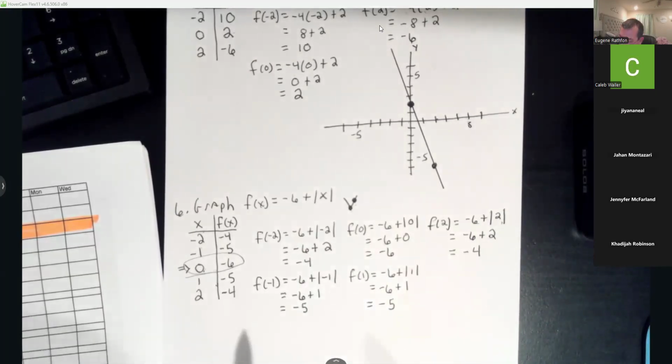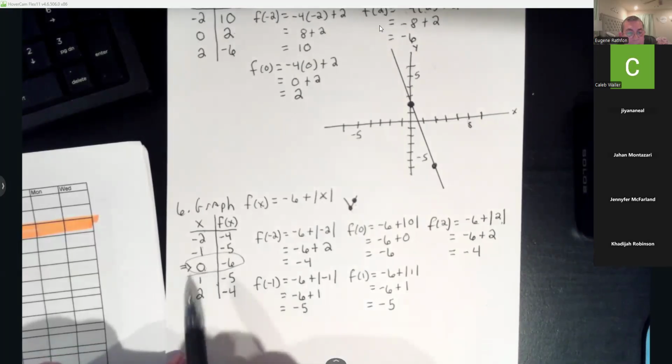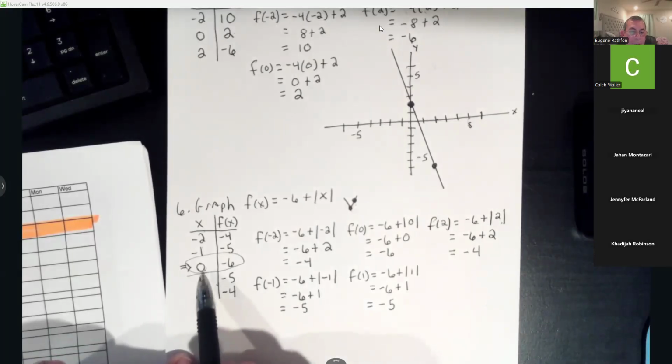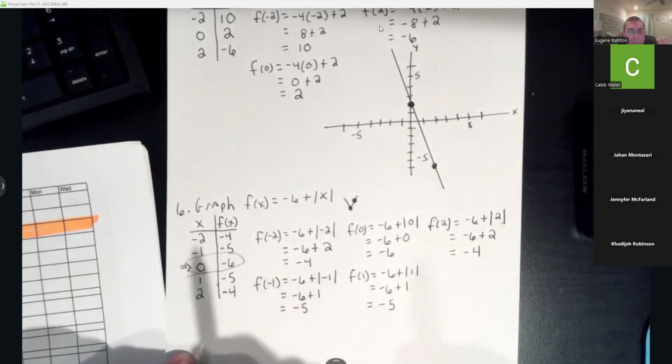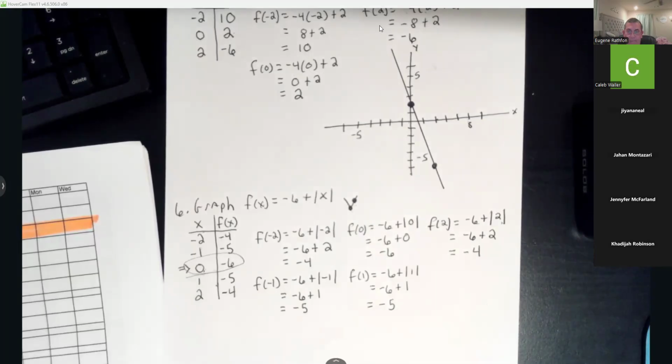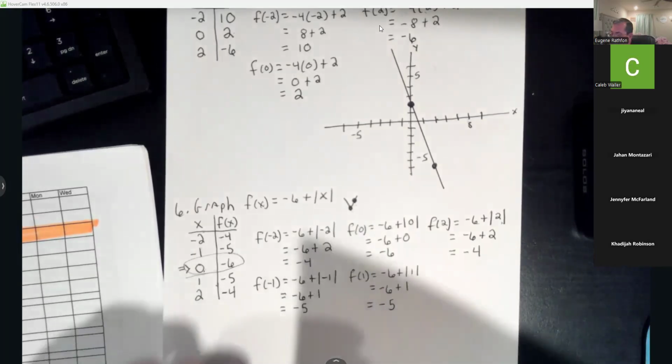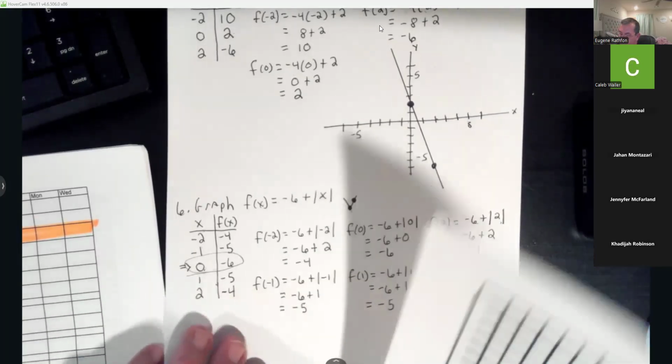All right, so when I plot this, I'm going to do 0, -6, and then I'll probably do my second point. I'm going to do 1, -5. So you got to plot that middle point first, and then you can choose any of those other 4 points. Okay? All right, y'all, so let me get this graph going.